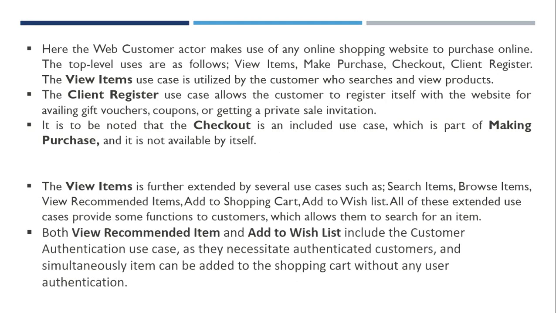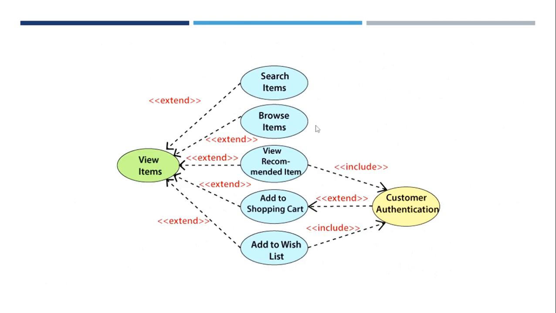Now the view items is further extended by several use cases, which we will see in the later slide. They are search items, browse items, view recommended items, add to shopping cart, add to wish list, and all of these extended use cases provide some functions to customers which allow them to search for an item. So let's see in this slide. These are the use cases extended by the view items.